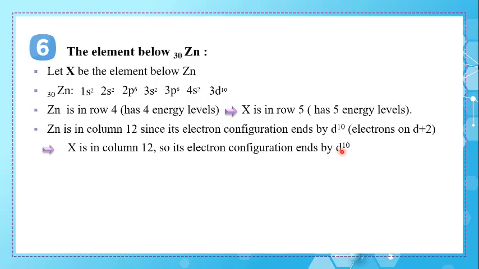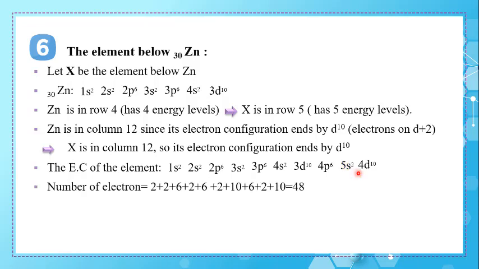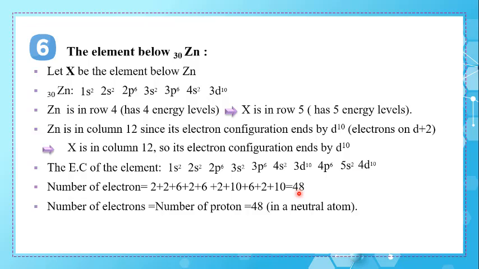Now the electron configuration of X is 1s2, 2s2, 2p6, 3s2. We'll continue till we reach row 5. So 3p6, 4s2, 3d10, 4p6, 5s2. We reached row 5. We'll continue until the electron configuration ends by D10. So finally 4d10. Briefly, the number of electrons is equal to 48, so the atomic number of this element is equal to 48.